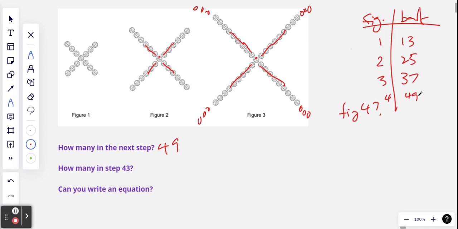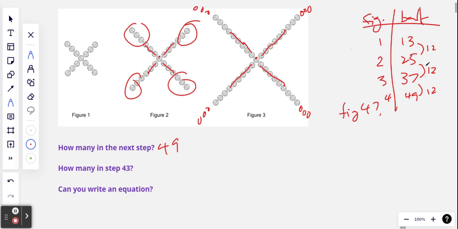So we analyze these numbers in a pattern by taking the difference between each step. So 25 minus 13 is 12, and 37 minus 25 is also 12, and 49 minus 37 is also 12. And this should make sense, right? Because we're adding in each step 3 balls in 4 places. 3 times 4 is 12. We're going up by 12 every time. So the difference between each step should be no surprise to you to be 12.